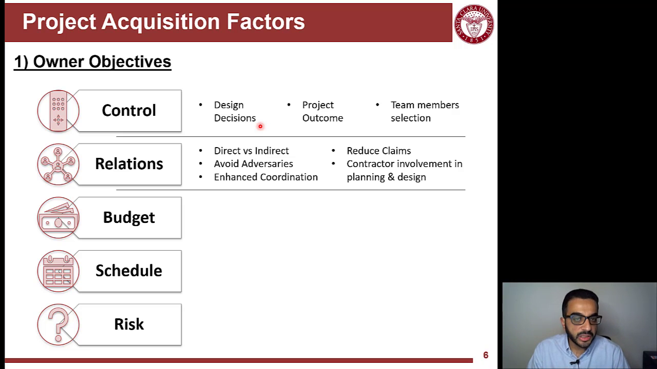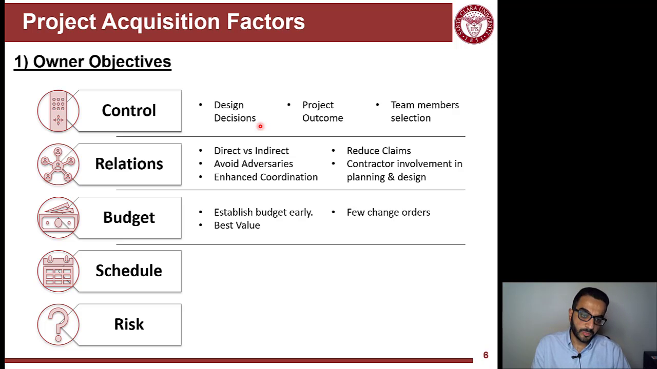You want to reduce claims. You want everyone happy, but at the same time have accountability. And of course, part of the relationship is to get the experience you need when you need it. So you want to have contractors involved in the design. Yes, they're not making the design, they're not creating the design, but they can have a say in the design decisions.